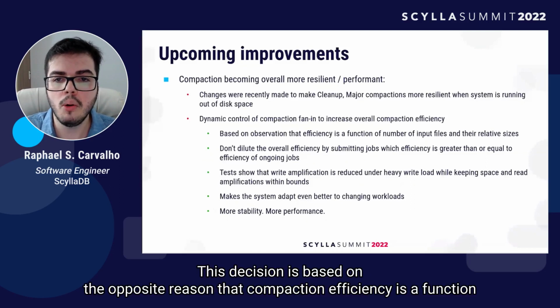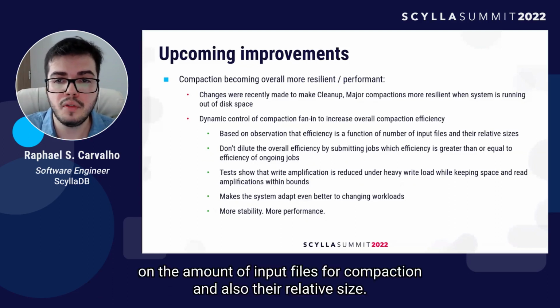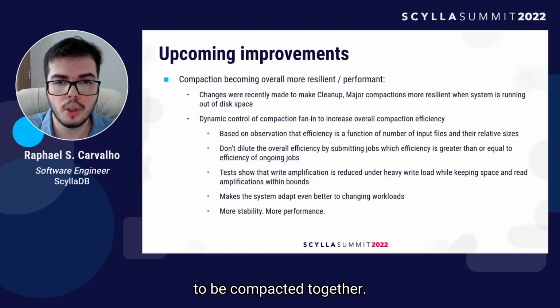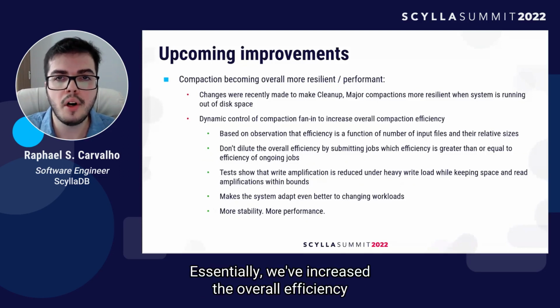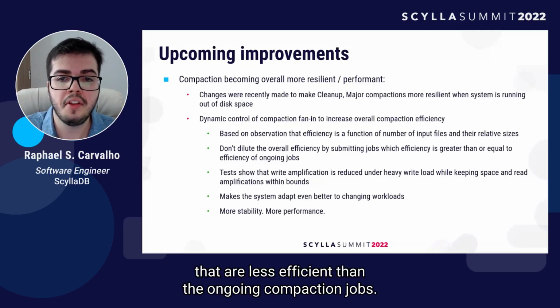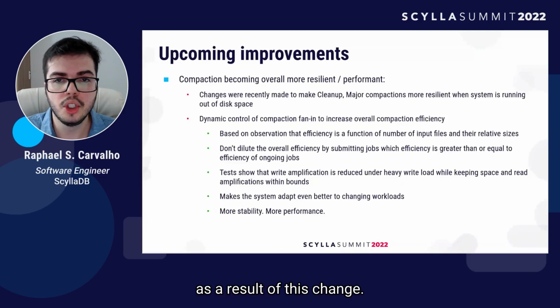This decision is based on the observation that compaction efficiency is a function of the amount of input files for compaction and also their relative sizes. That's why size tiered and ICS favor similar sized files to be compacted together. Essentially, we will increase the overall efficiency by not diluting the efficiency with compaction jobs that are less efficient than the ongoing compaction jobs. The system becomes more stable and performant as a result of this change.